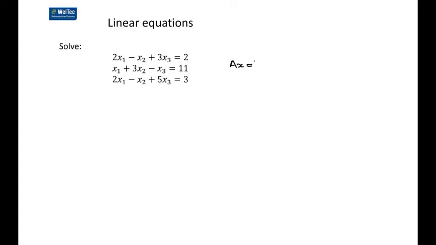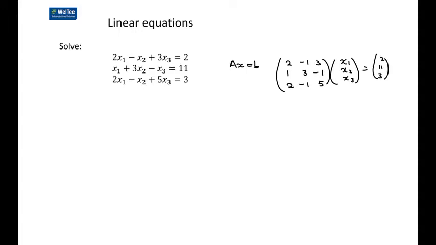as Ax equals b. So we're going to write it as 2, negative 1, 3, 1, 3, negative 1, 2, negative 1, 5, which are the coefficients of the x terms, times x1, x2, and x3, which is going to equal 2, 11, 3. And we know that Ax equals b, so x is going to be equal to the inverse of A times b.